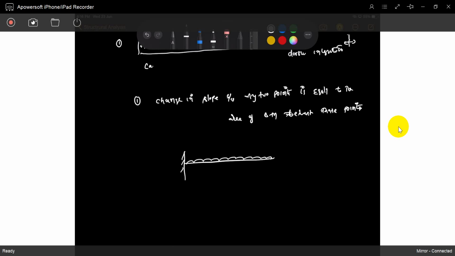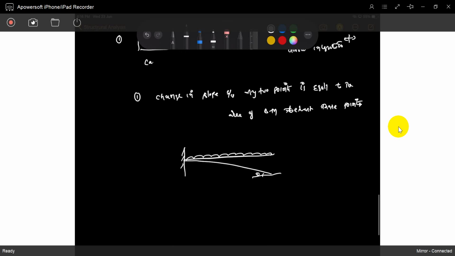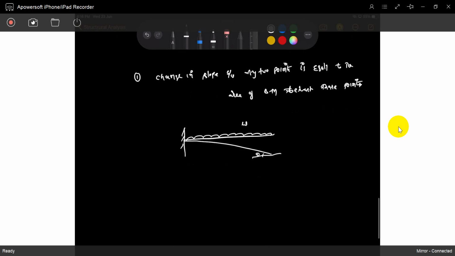This has some deflection of theta. What is the bending moment here? If it is W into L by 2, it is W L square by 2. So what is the bending moment? This is 0, and this is W L square by 2. So what is the slope here?